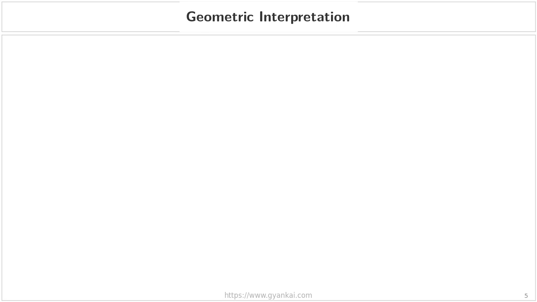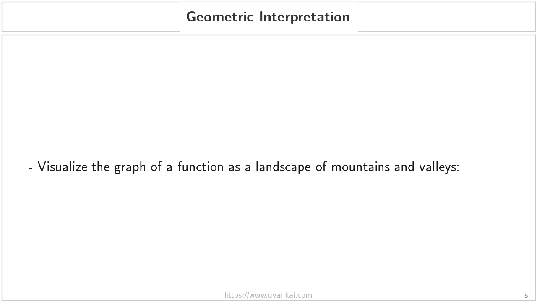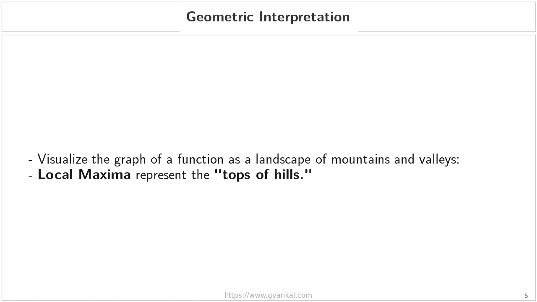Geometric interpretation. Now that we have established the formal definitions and the concept of a neighborhood, let us move toward a more intuitive way of visualizing these ideas. I want you to imagine the graph of a function not just as a line on a coordinate plane, but as a physical landscape consisting of mountains and valleys. First, let us consider local maxima. You can think of these as the tops of hills.